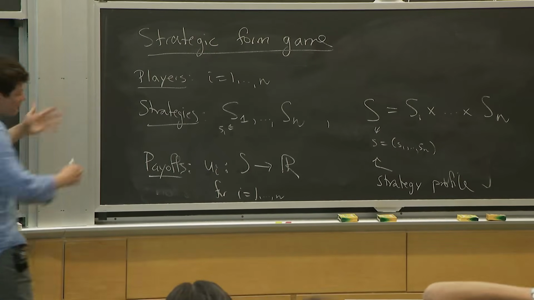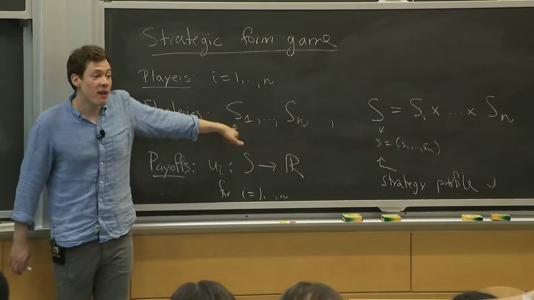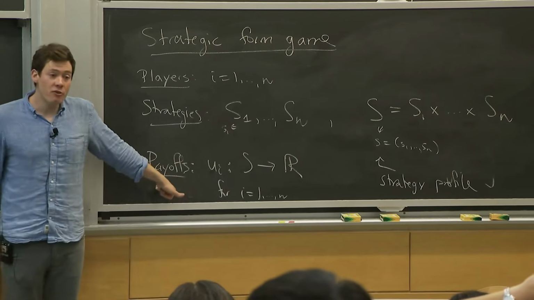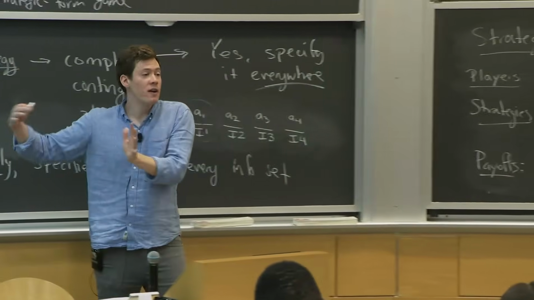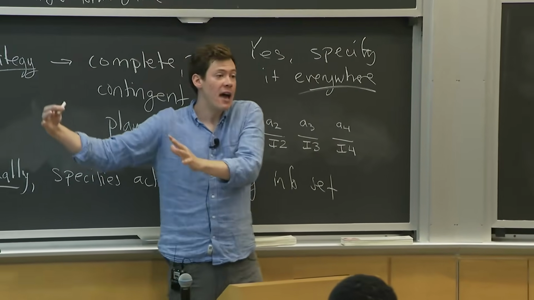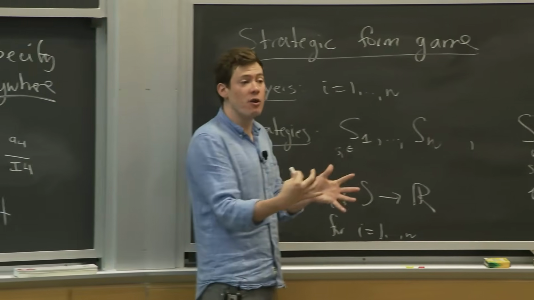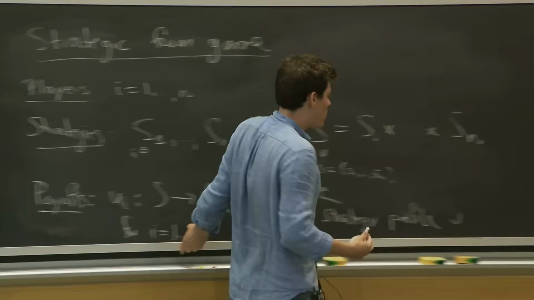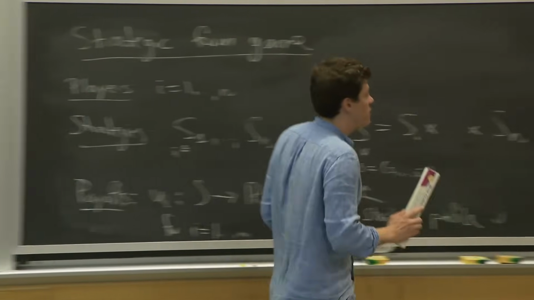So strategic form, it's really simple, but you have to make sure you write down the set of strategies correctly, and you have to make sure you write down the payoffs correctly. So what we're now going to describe is how, when we're given an extensive form game, we can reduce it to a strategic form game, reduce it to its strategic form representation. So let me go to a new board over here.